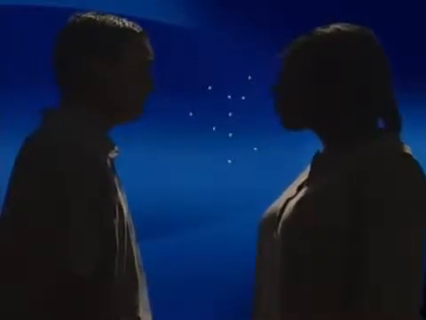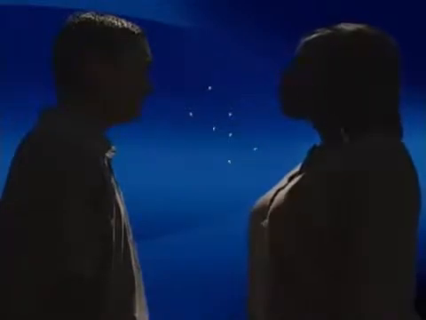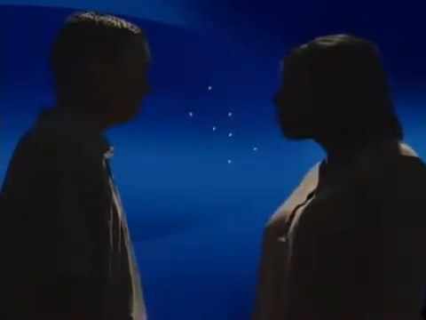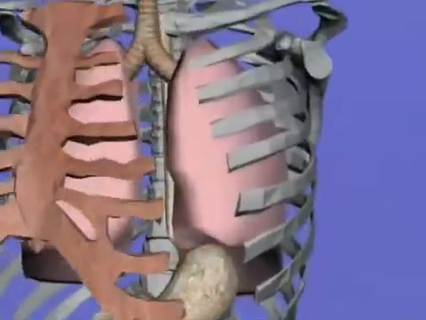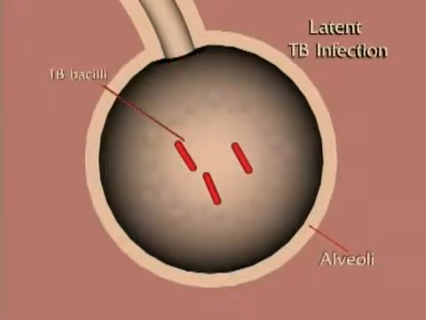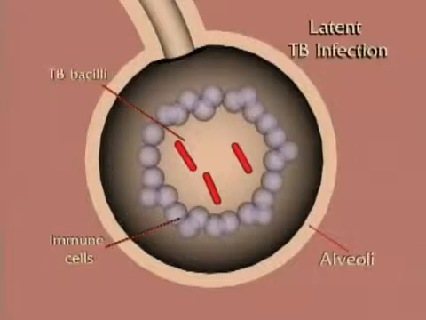If people nearby breathe in these bacteria, they can become infected, and usually the infection remains latent. In latent TB infection, the bacteria are made inactive by the body's immune system. The bacteria can remain inactive for many years, perhaps for life. Most people who become infected with TB don't get active TB disease.